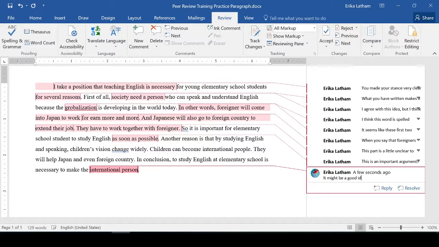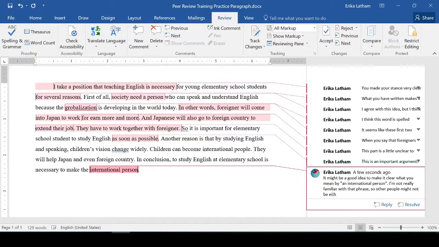It might be a good idea to make it clear what you mean by an international person. I'm not really familiar with that phrase, so other people might not be either. Can you define what this term means? Whew. Okay, I think that's everything. So now I just want to read through everything that I've written to make sure that it's clear.